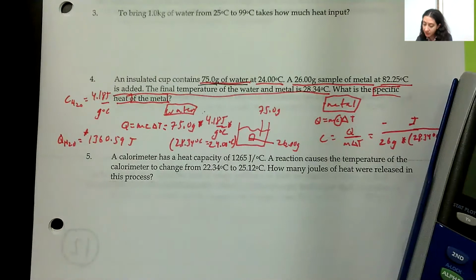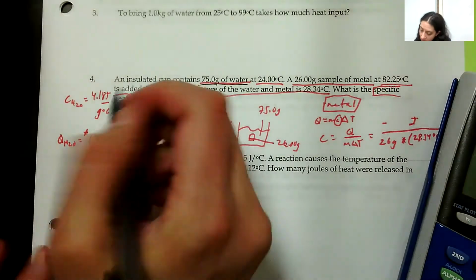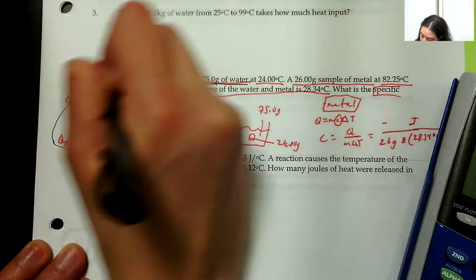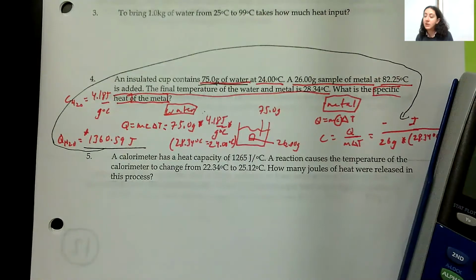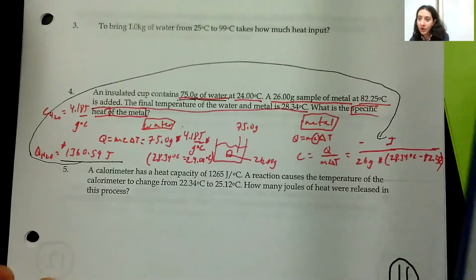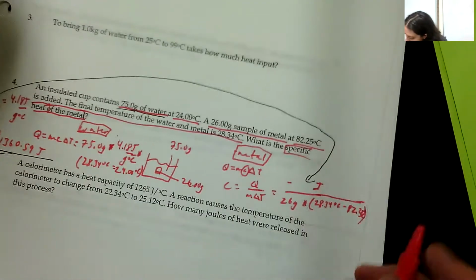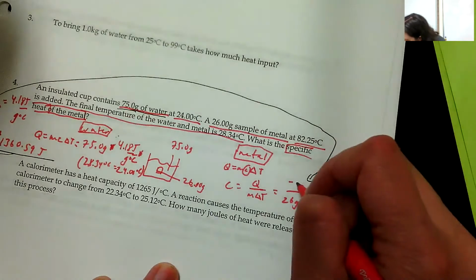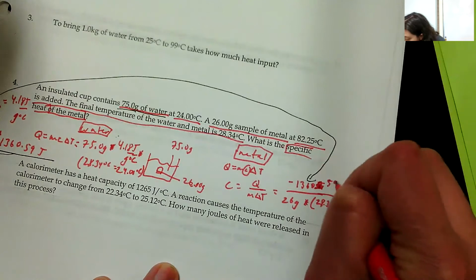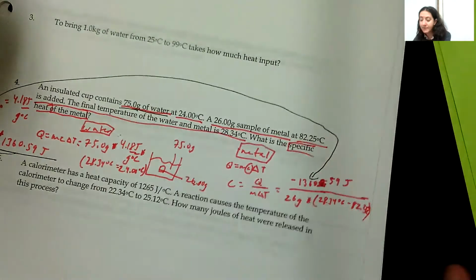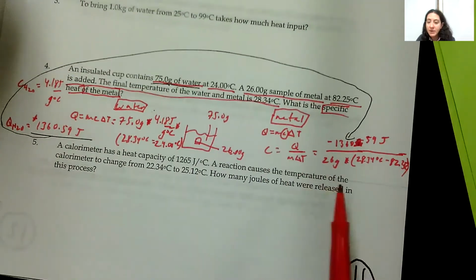So what we're going to do is take that number all the way over here and put it in here, because that's the amount of energy that came from the metal. So therefore, that must be the correct amount. I'm just going to erase that joule here and put it at the end. 1360.59 joules, but it's a negative sign. Now we have all the information that we need to solve this. We have the heat, we've got the mass, and we have the temperature change.